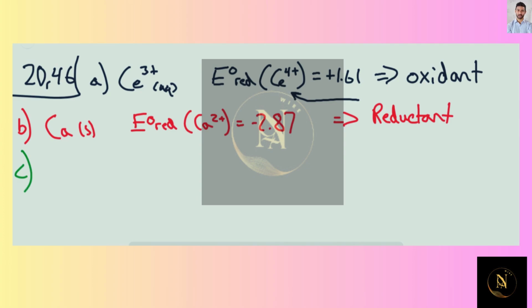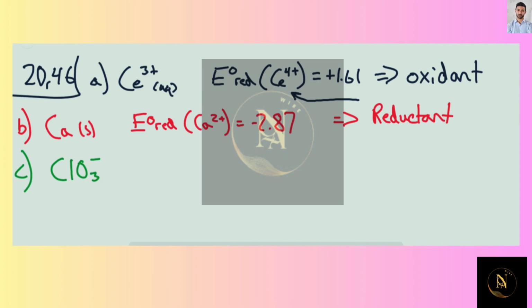Part C, we're given ClO3-. So the reduction potentials which we could get from the appendix would be ambiguous since there are multiple. This species can undergo several reactions.